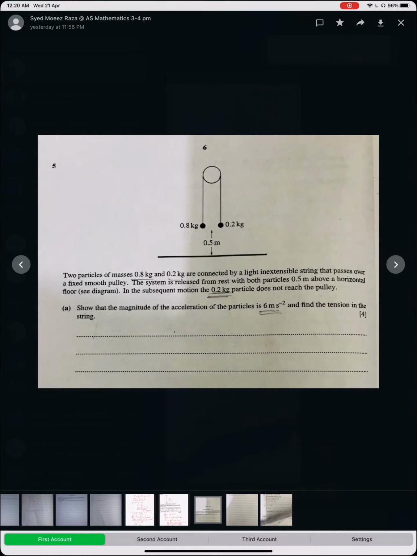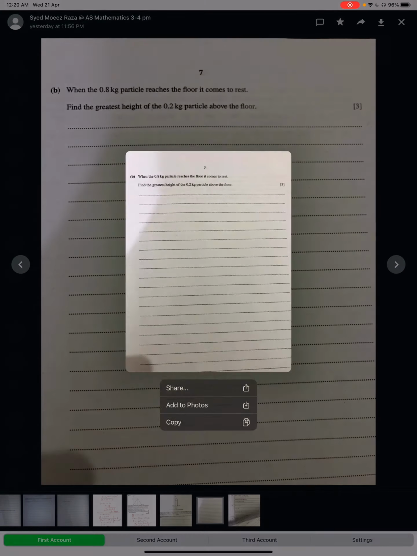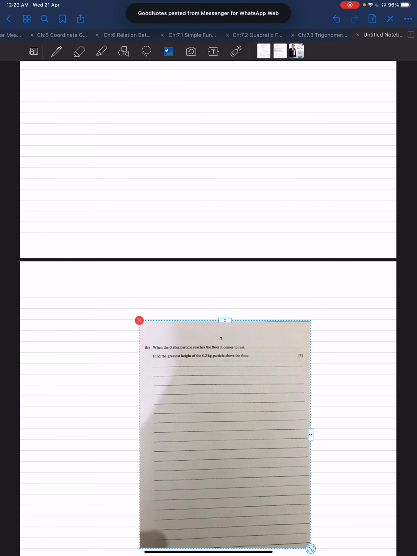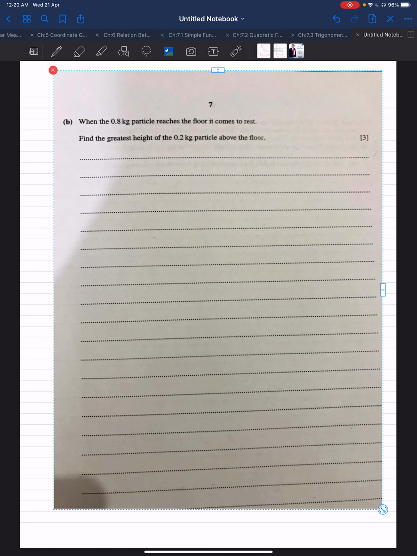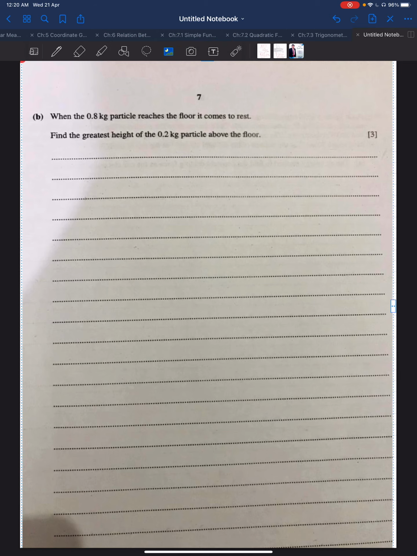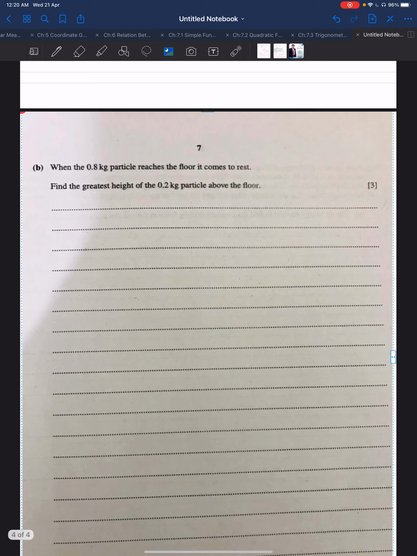What is the next part? Okay, next part we have to find out. Let me copy it down.